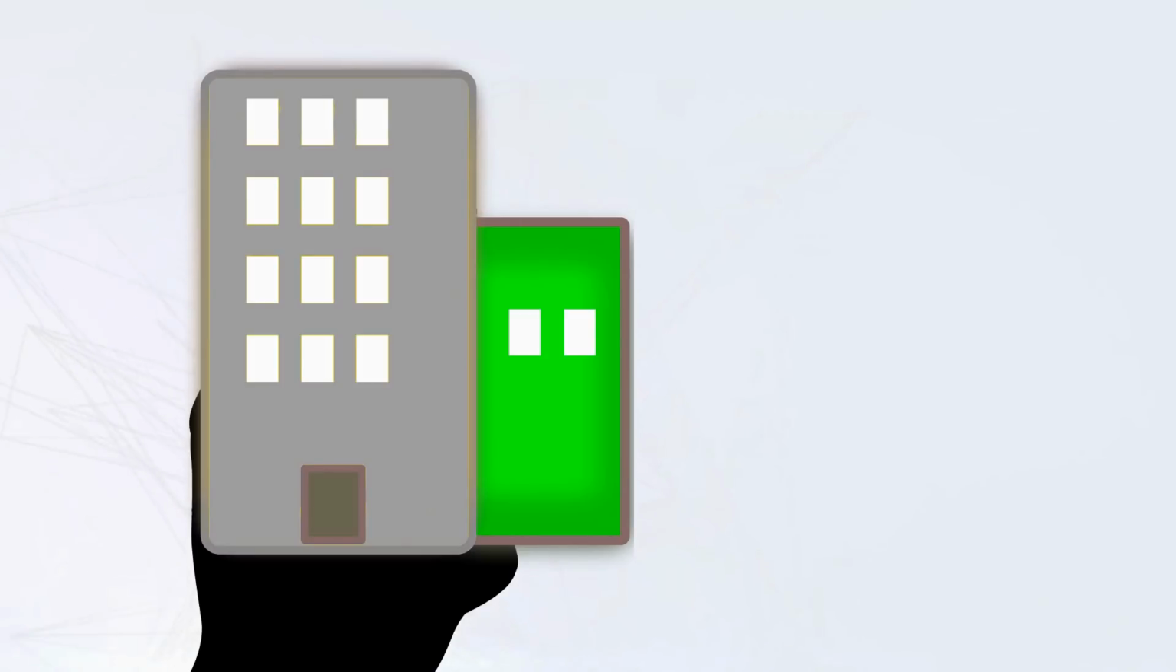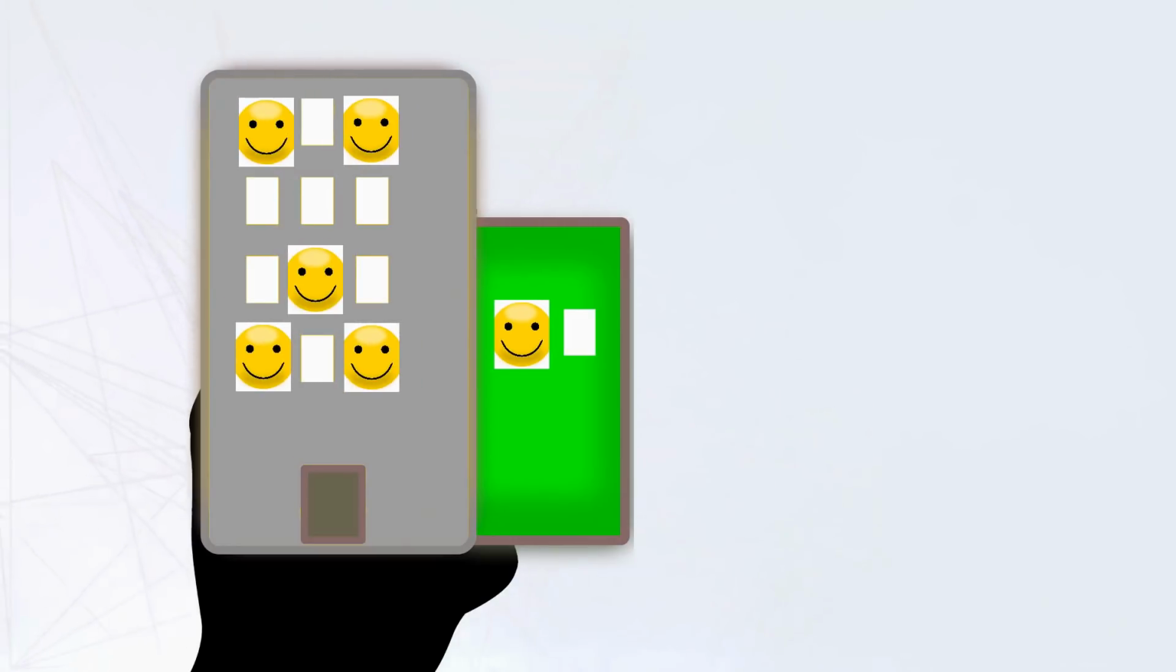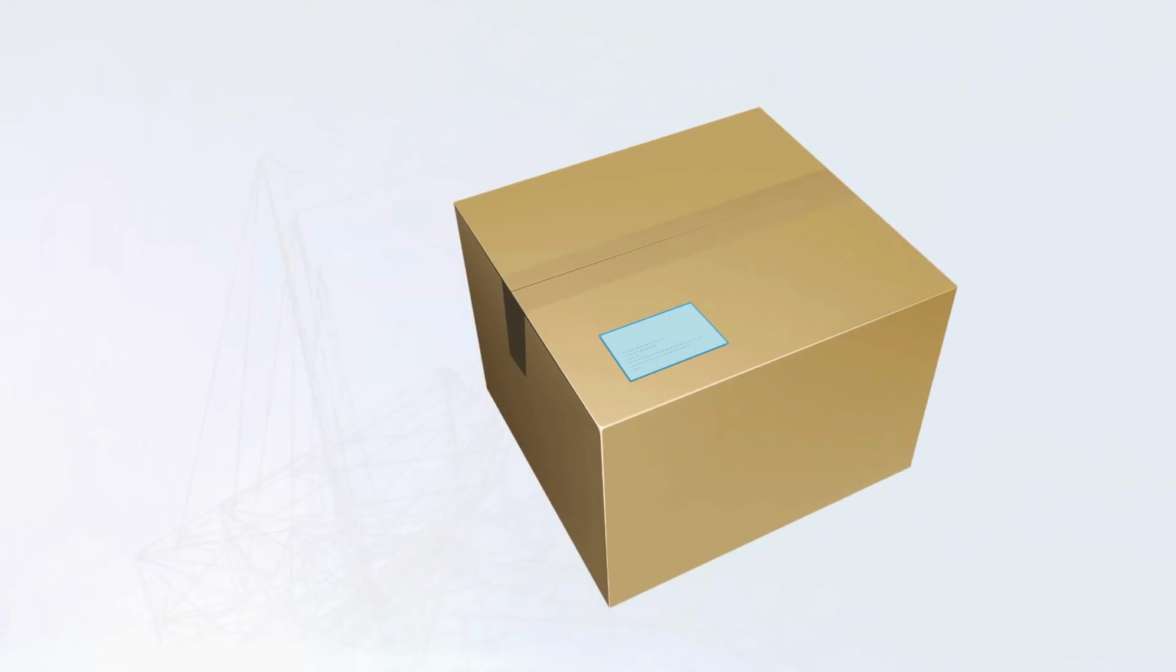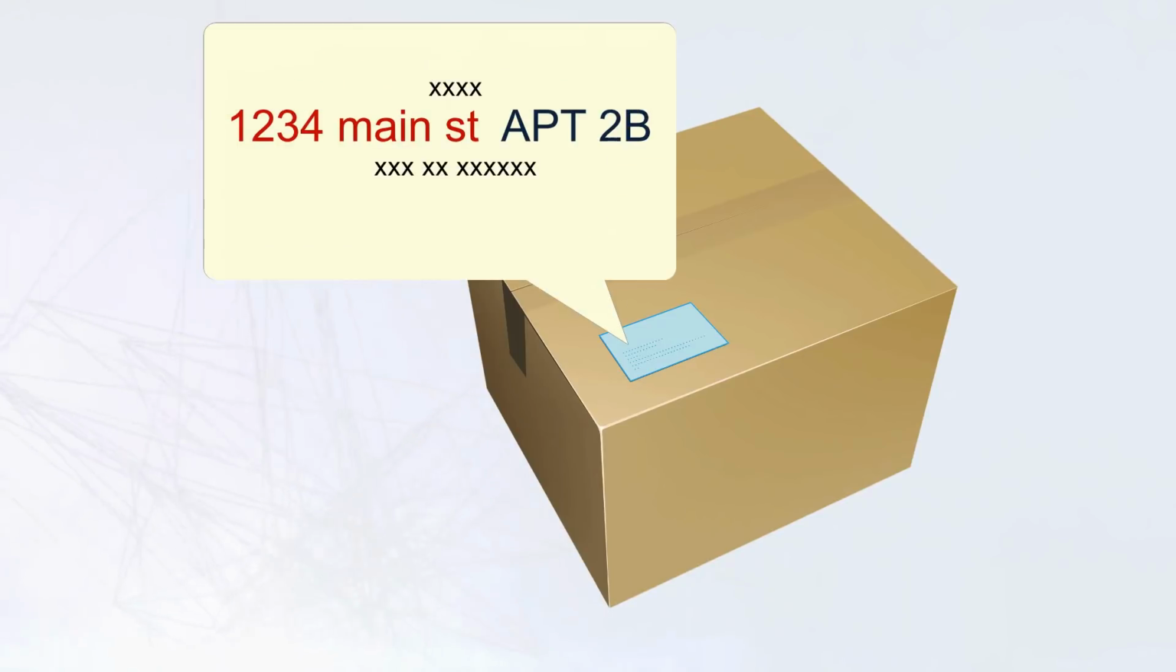Think of the device, which you might be holding in your hand right now, as a building, and the applications as its residents that want to communicate with the outside world by sending and receiving packages. But to do so, all packages must first be properly labeled, meaning they need a building address, or in terms of your device, its IP address, and an apartment number, which will be equivalent to an application's port number.